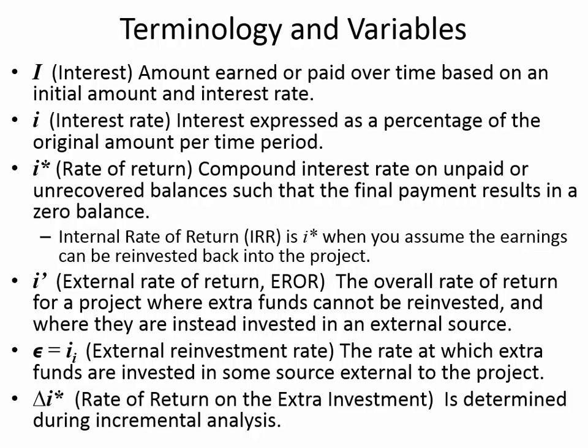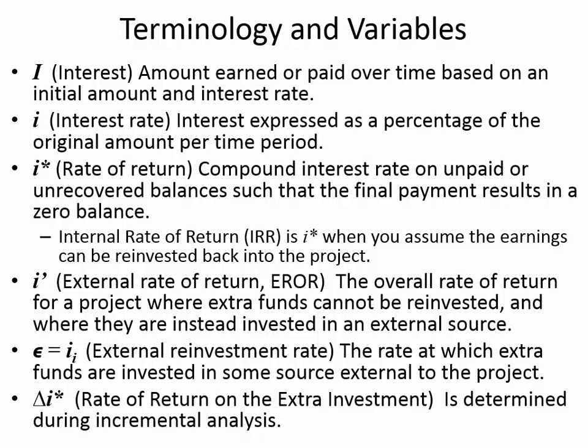If delta I star is greater than the MAR, then you accept spending the extra amount. But if it's less than the MAR, you reject spending the extra amount. And so if you have lots of alternatives you're comparing, let's say alternatives A, B, C, D, E, you'd start off by doing B versus A. And let's say that the incremental investment gives you 12% and your MAR is 10%. So that means that B is your new favorite and you move on from A.